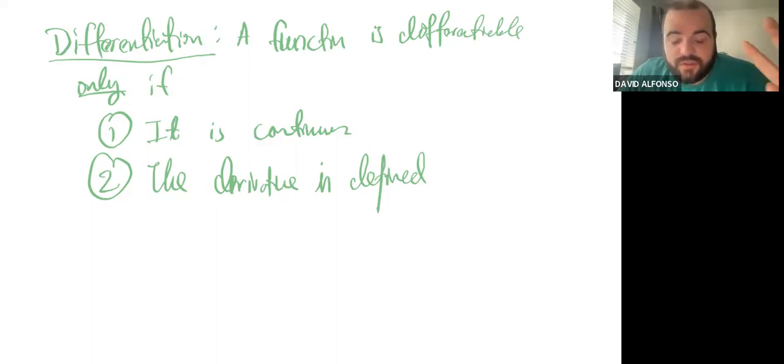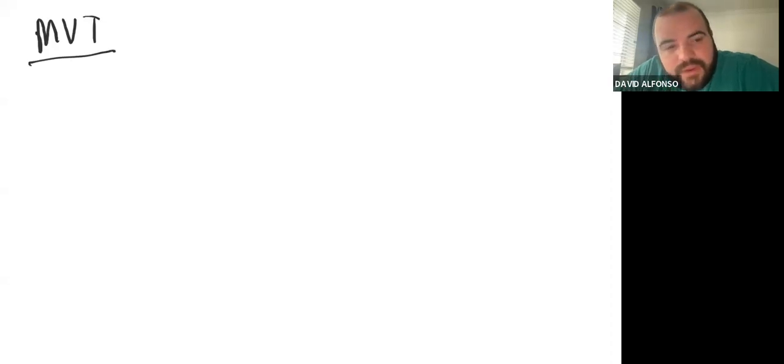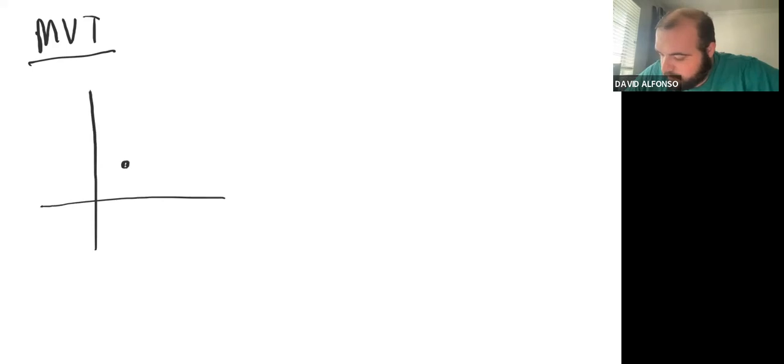Also, two other things I forgot to mention because there are just so many topics. The first one was the mean value theorem. Okay, the mean value theorem, again, it's another obvious theorem if you look at it. So here we have a function f of x in the interval a to b.